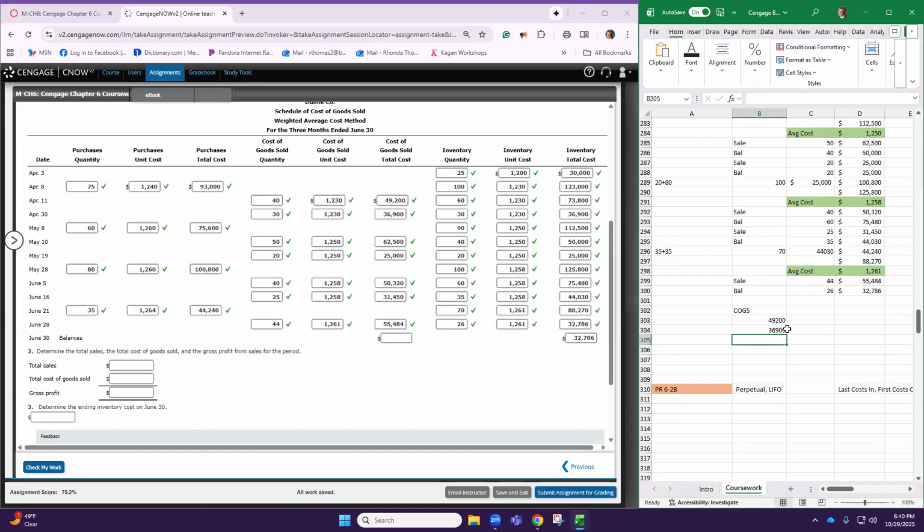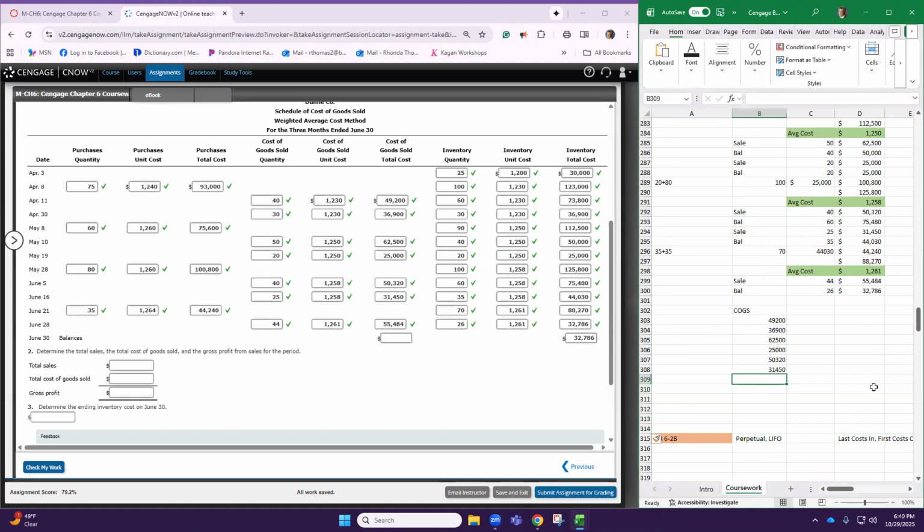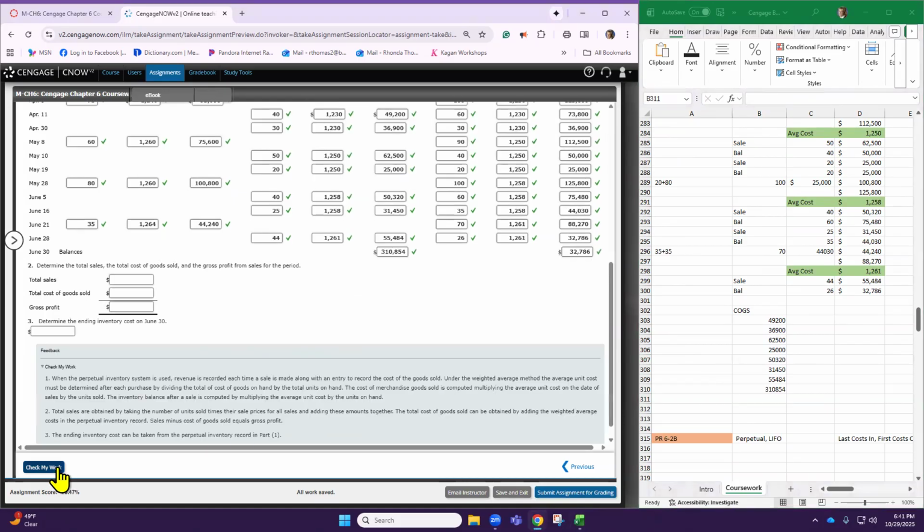Make sure you include every sale that we had. I need a little more room. Every sale that we had, 55,484. 1, 2, 3, 4, 5, 6, 7. So at least I know. Now I'm going to do a total. I got 310,854. Let's see if I'm right.